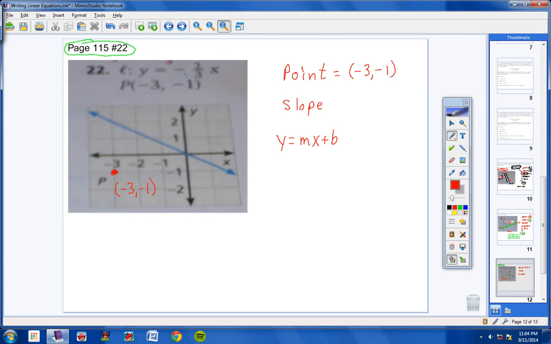Now, notice they give us the equation for this blue line. Do you see this blue line right here?